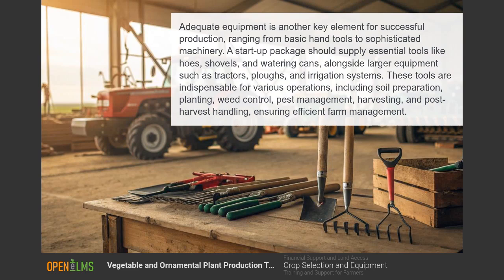Adequate equipment is another key element for successful production, ranging from basic hand tools to sophisticated machinery. A startup package should supply essential tools like hoes, shovels, and watering cans, alongside larger equipment such as tractors, plows, and irrigation systems. These tools are indispensable for various operations, including soil preparation, planting, weed control, pest management, harvesting, and post-harvest handling, ensuring efficient farm management.